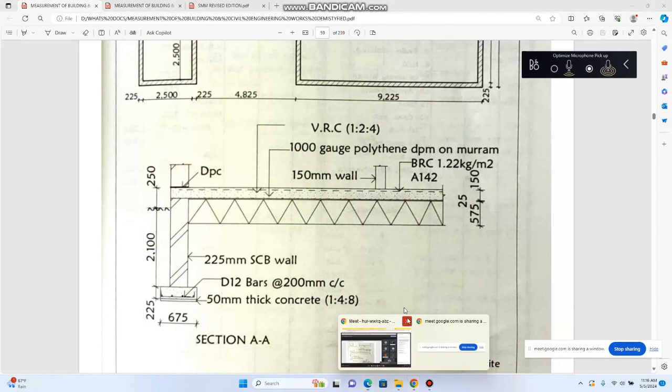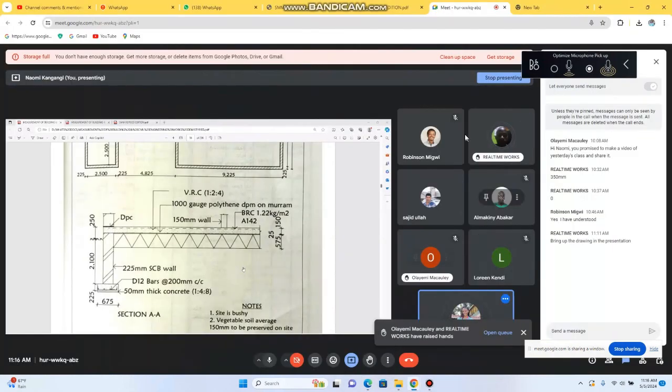Yes, Alan. I think you subtract the thickness of the wall from 675, which is 225. Then you divide by 2. You get 225. Okay, is that okay? Let's hear from Olemi first.